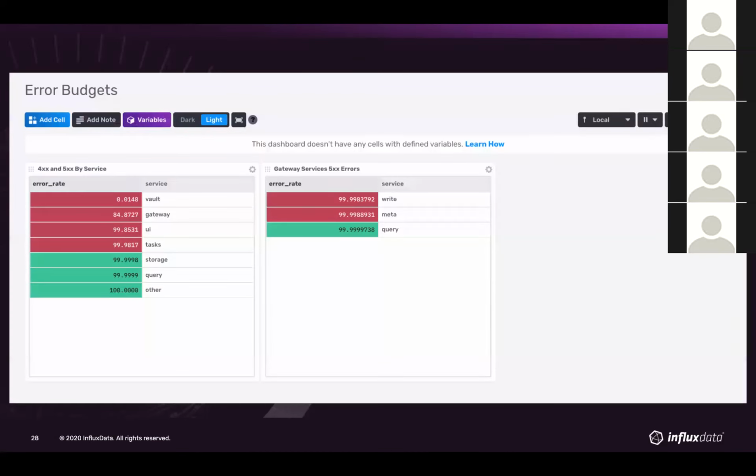And here's just some examples. So this is our error budgets dashboard. We shoot for 5 nines for our services. This is coming out of the Istio data. It's really easy to collect these metrics.